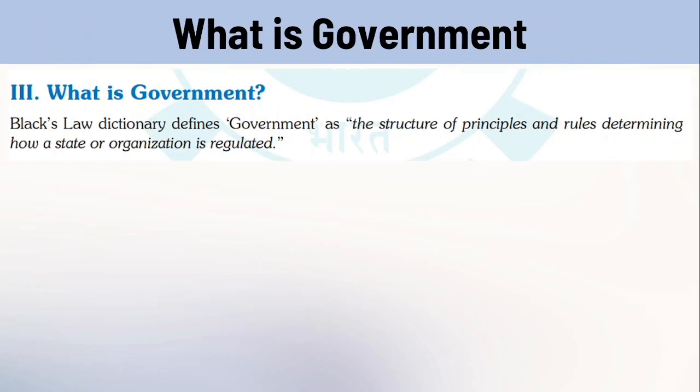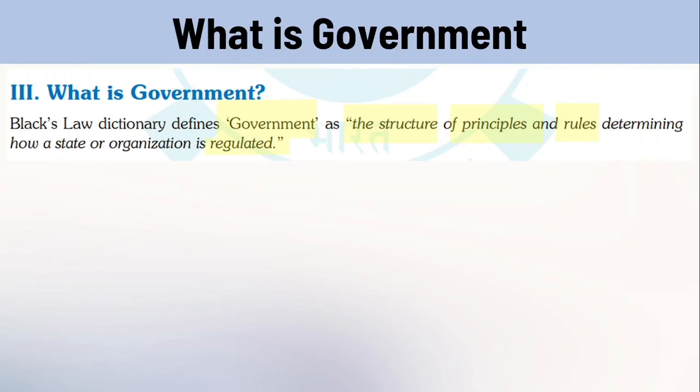What is government? So, as you can see, this is the third heading, third topic in this chapter, and even the definition of state is from Black's Law Dictionary. Black's Law Dictionary defines government as the structure of principles and rules determining how a state or organization is regulated. So we know what government is, as defined in Black's Law Dictionary: the structure of principles and rules determining how the state is regulated.